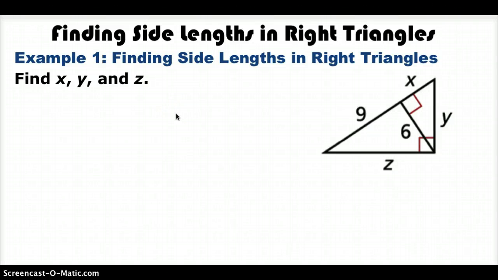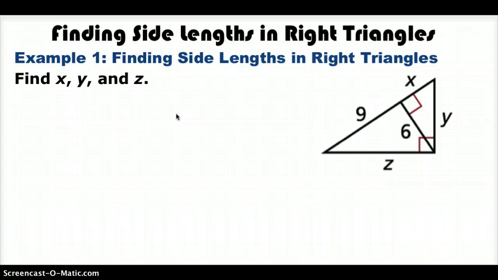Okay, so now we're going to try to find side lengths in right triangles. We're supposed to find x, y, and z given this picture right here. Remember we're dealing with a right triangle, and the altitude goes from the right angle to the hypotenuse and forms those 90-degree angles. We know that three similar right triangles are formed, and again we want to know these lengths.